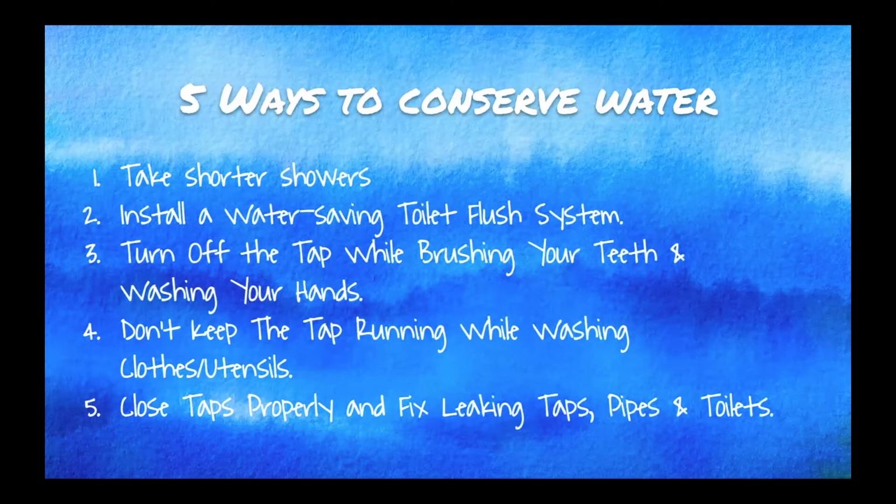So taking shorter showers, installing a water-saving toilet flush system. That means those fancy toilets where they have a button for number ones and number twos. That helps reduce the amount of water you use. And turning off the tap between brushing your teeth and washing your hands, especially now that we're washing our hands every 5 seconds. Don't keep the tap running when you're washing clothes or utensils either. If you're taking a step away to do something else while you're doing your chores, turn that water off and try to make sure you're only actively using it while it's turned on.